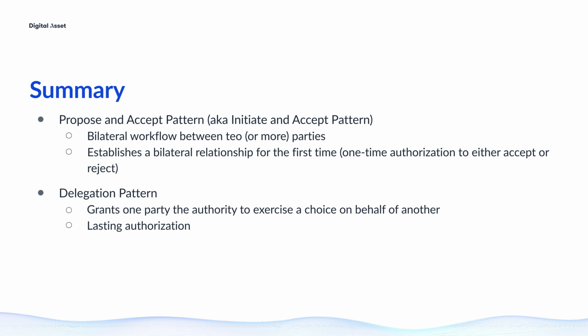The major difference between the two design patterns is that the propose and accept pattern allows one party to authorize the other party to act on a contract once, but the delegation pattern allows one party to grant the other party a lasting authority to act on their behalf multiple times.